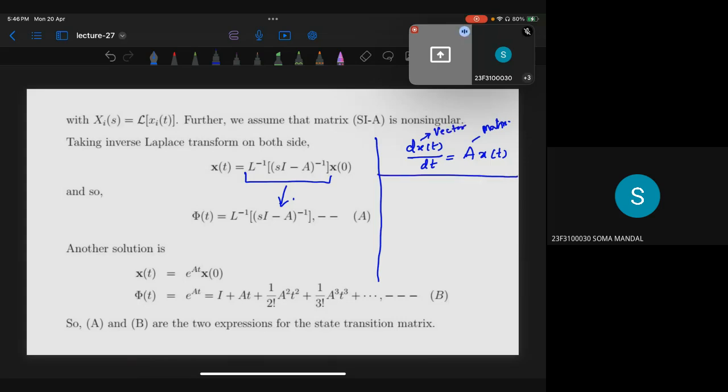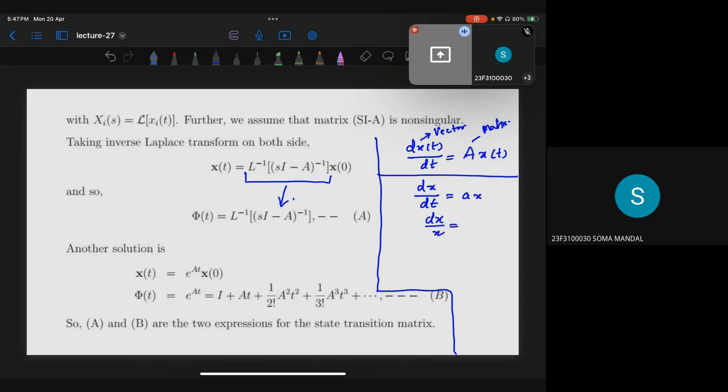So now instead of this, I'm taking the simple case from calculus: dx by dt is equal to ax, the scalar case, where small a is just a number. x is not a vector, x is just a variable. What is the solution of this? Can anyone tell me? How do you find the solution for this?